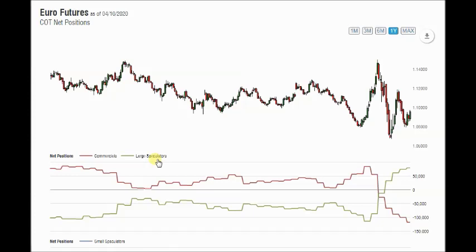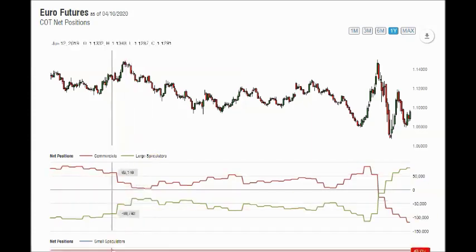Now, why are the commercials so bearish of the euro? We'll discuss the fundamentals and sentiment now and draw our key technical levels. So let's switch over to another chart.